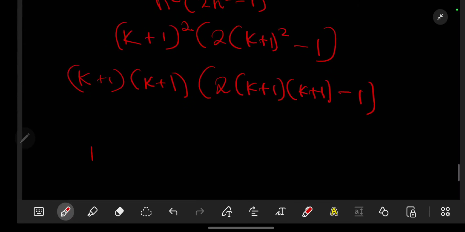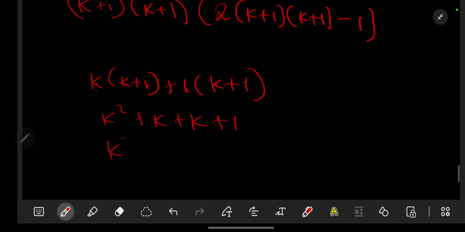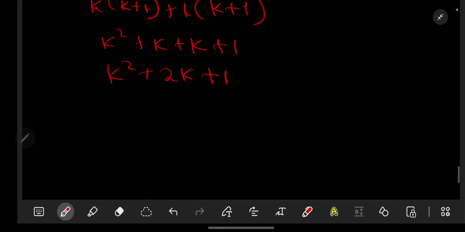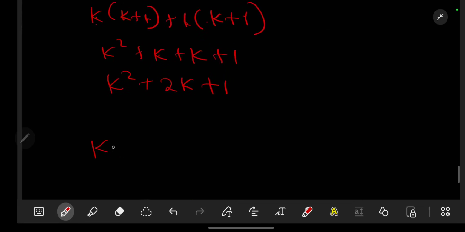So let's just expand. So this k multiplies everything. So we have our k plus 1. So the first number multiplies everything, plus the second number multiplies everything. So we have k plus 1. This gives us k by k is k squared, plus k by 1 it's k, 1 by k it will be k, 1 by 1 it will be 1, which will be k squared plus k is 2k plus 1, like that. So this is what we are going to have for anywhere we see something like this. So here we are going to say k squared plus 2k plus 1.